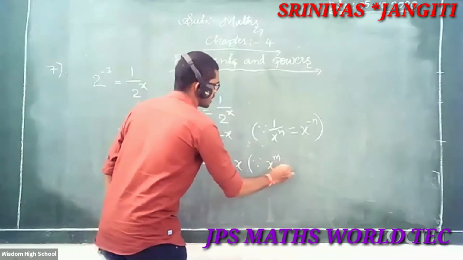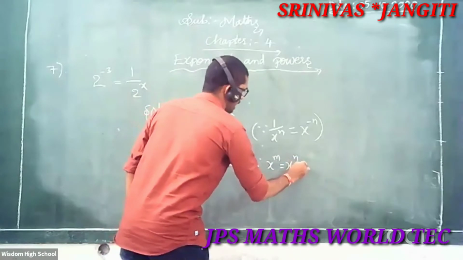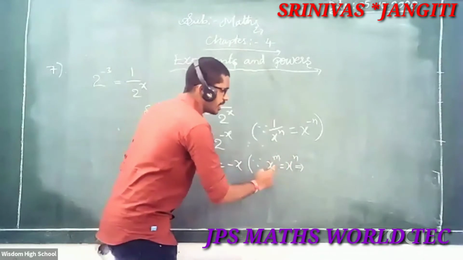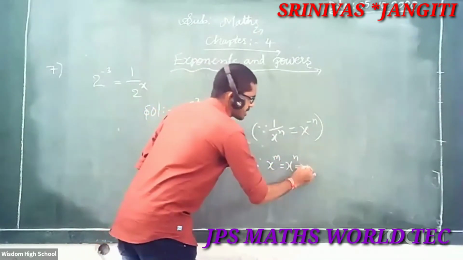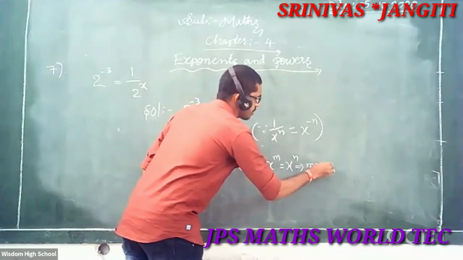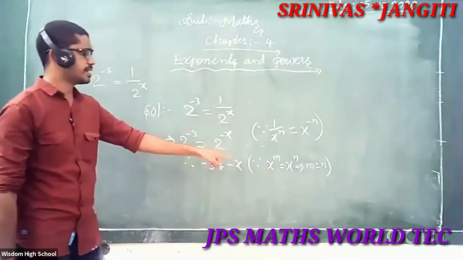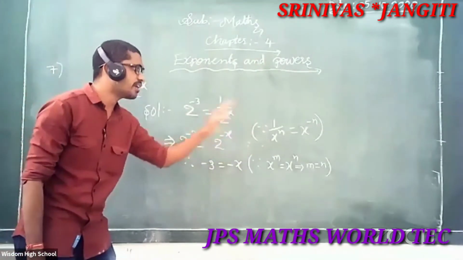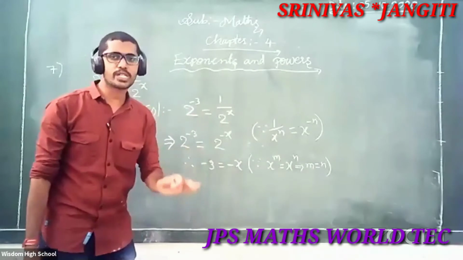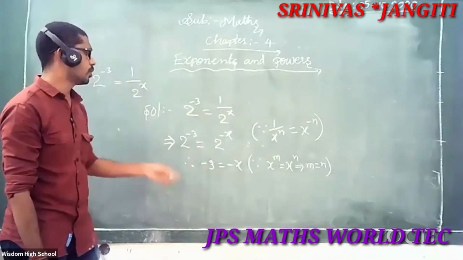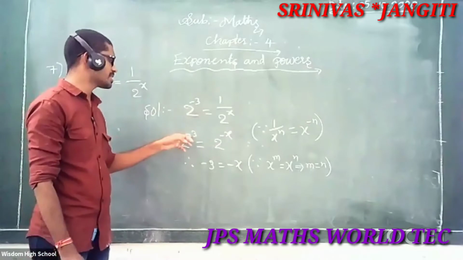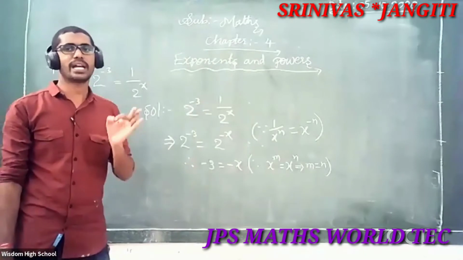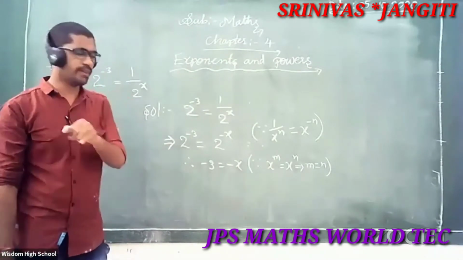x to the power of m is equal to x to the power of n. That implies, the bases are equal, then the exponents are equal: m is equal to n. That is the reason: because x to the power of m is equal to x to the power of n implies m is equal to n. So that's why the 2s cancel. Here we get minus 3 is equal to minus x. Why is minus 3 equal to minus x? Did you understand, students? Very good.